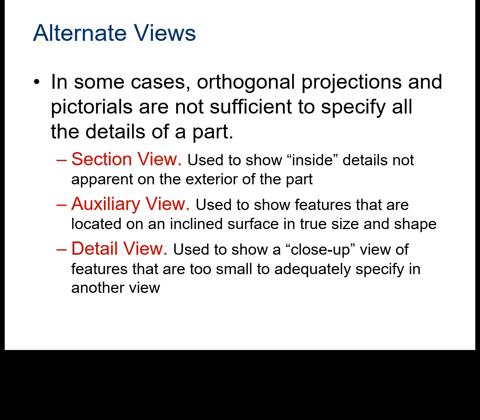So just to recap, guys, we've got section view, used to see the insides of parts. Auxiliary are used primarily to find or to view planes that are on an odd angle, and then detail are your close-ups. Please make sure you've reviewed these and you understand them. I'm not going to be going over them in class because we're running short on time.